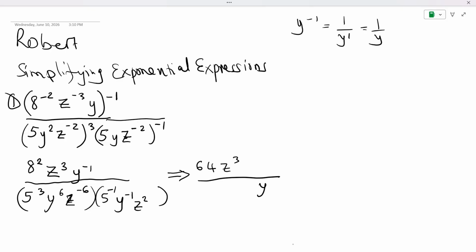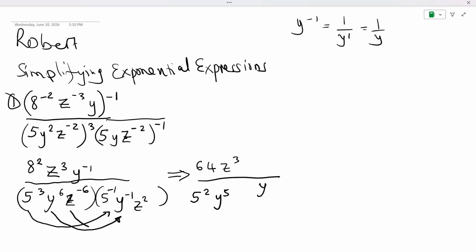And then we have to multiply out these two sets of brackets. So we have 5 cubed multiplied by 5 to the power negative 1, which will be 5 to the power 3 minus 1, which will be 2. Now we then have to multiply y to the power 6 by y to the power negative 1. These are like bases. So this will be y to the power 6 minus 1, which will be 5.